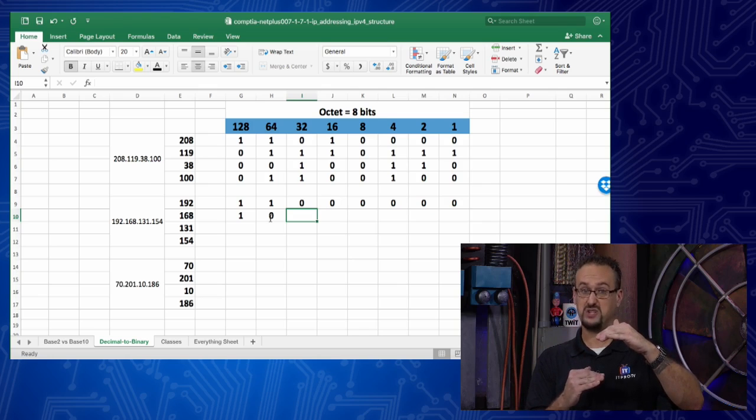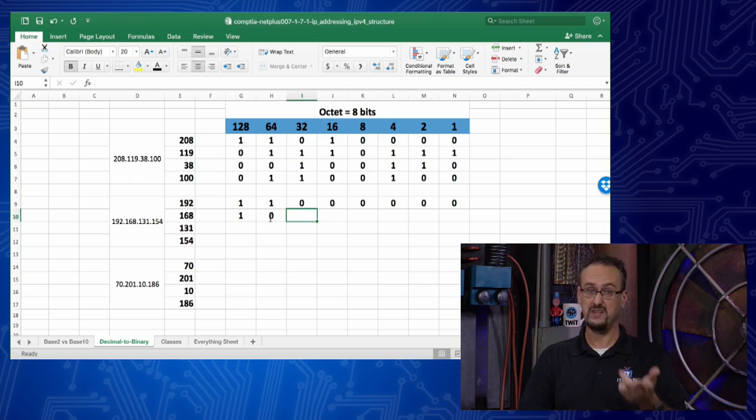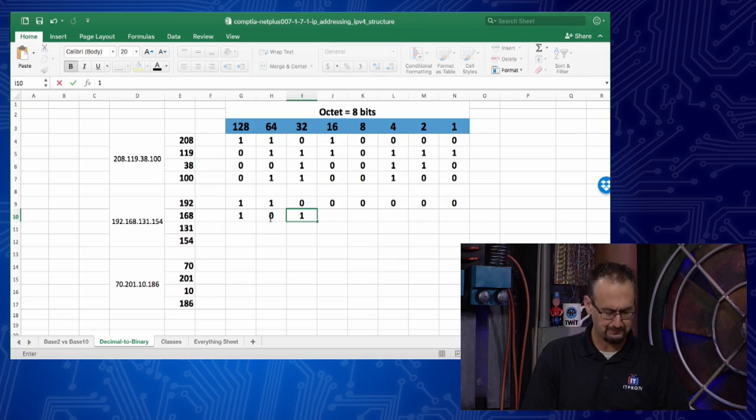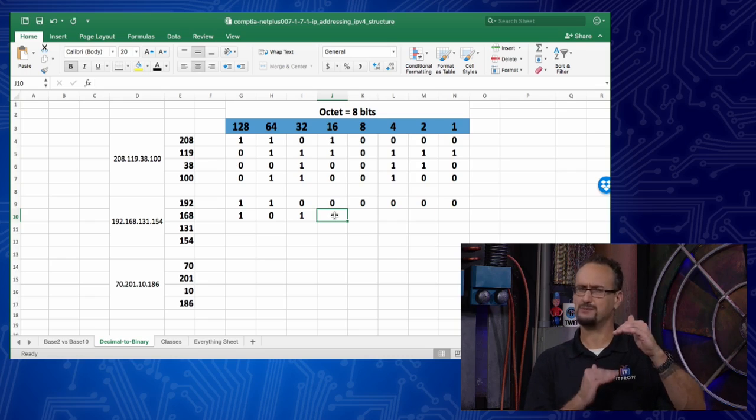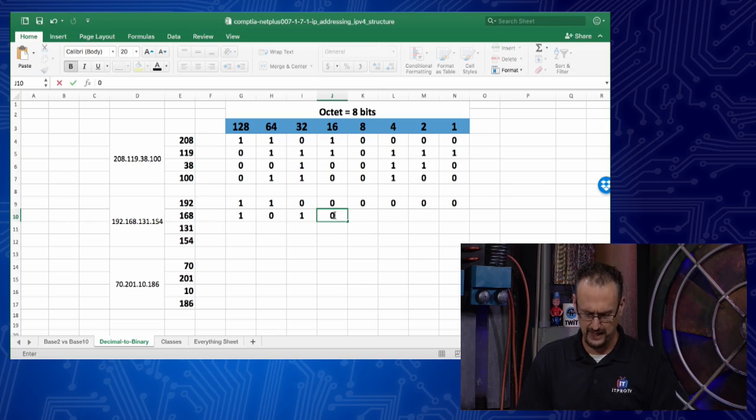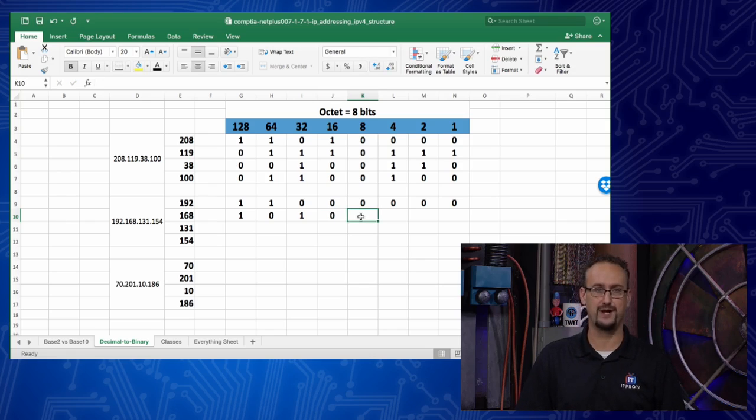Can I take 32 and subtract that from 40? And the answer is yes, I can, right? So that is true. It becomes a binary 1. And if we subtract 32 from our remainder of 40, we should have 8 left. And we're going to ask the same question, right? 16, I can't use that. I have 8 left, so I can't subtract 16 from it. It becomes a binary 0. We move to the next place value.